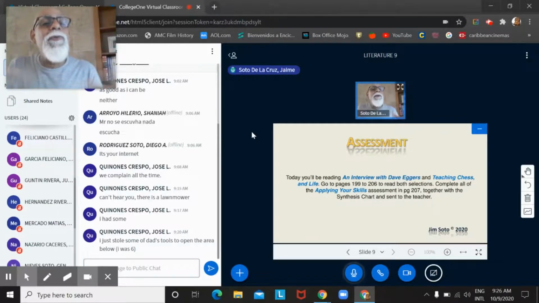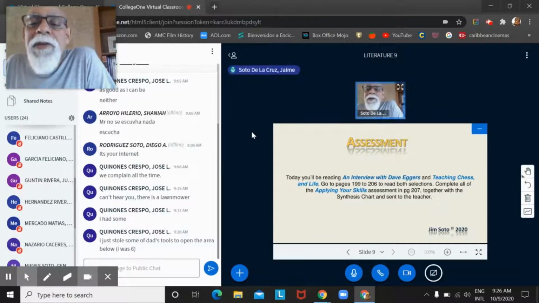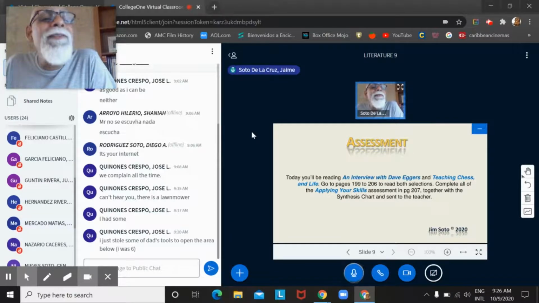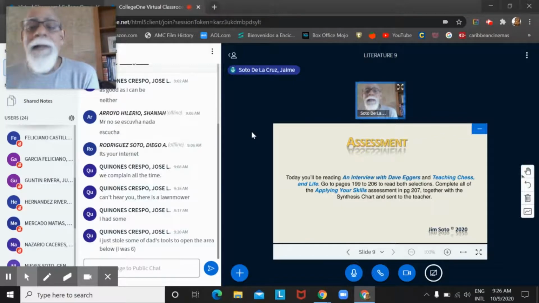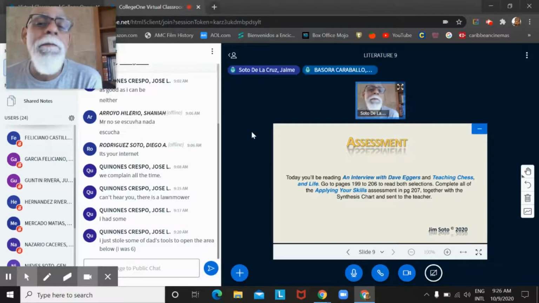And you're going to synthesize these two articles in the chart. There's an assessment on the applying your skills section that needs to be done. That's in page 207. So the assessment today will be the chart and the applying your skills section. That's today's work. And that will be that, guys. Any question, any doubt, any concern, anything you want to tell me? No. So are we good?